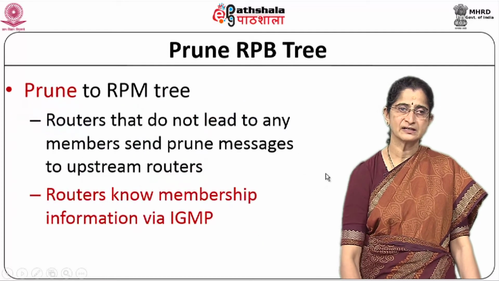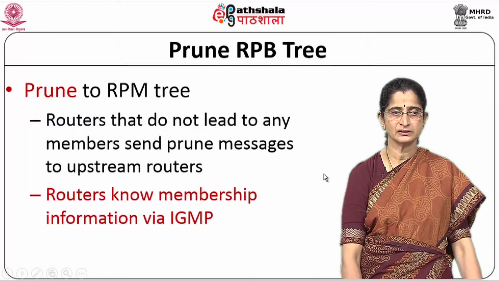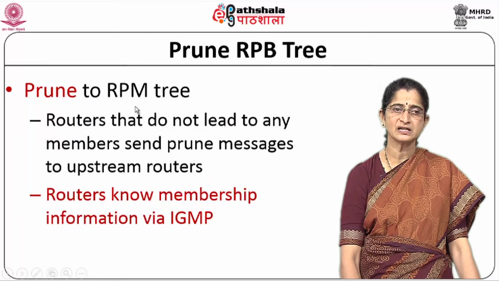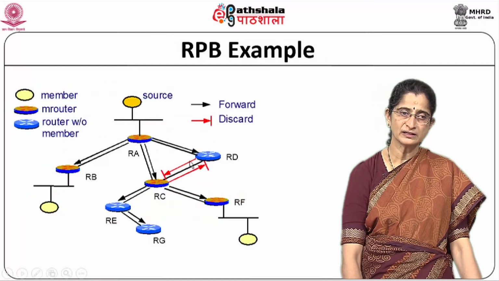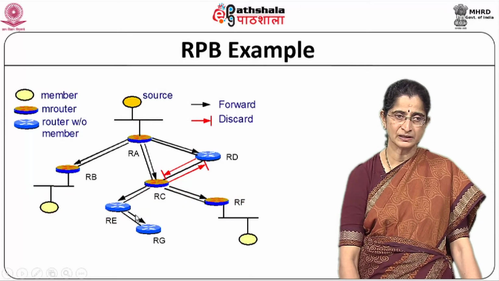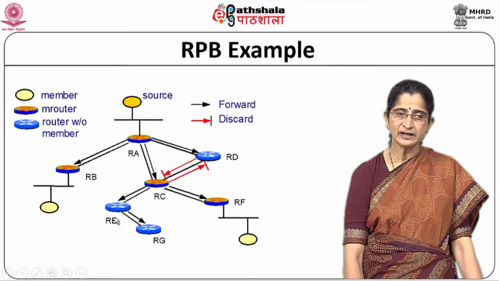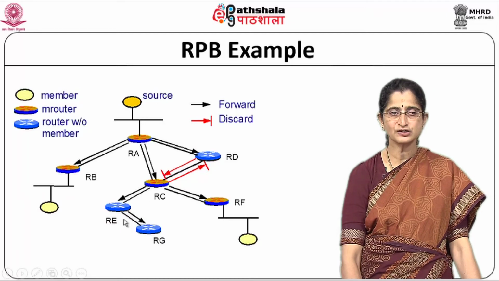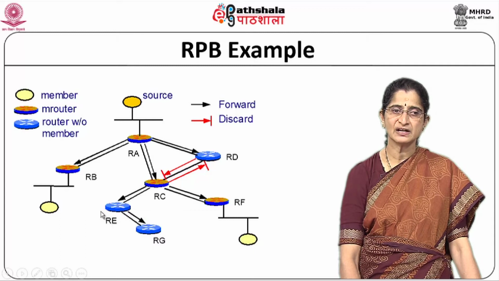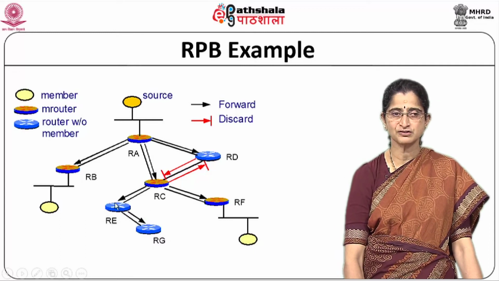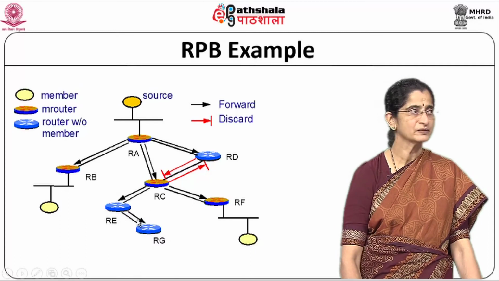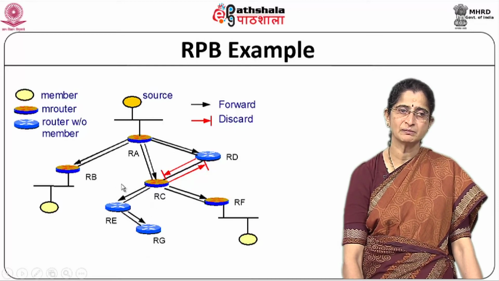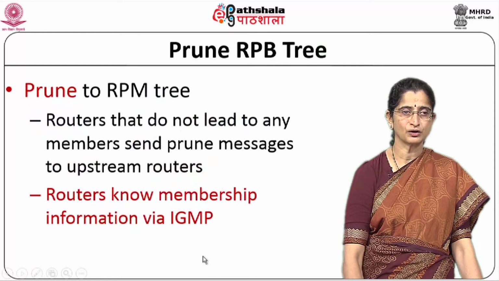The next step we said is pruning this reverse path broadcast tree to make it a reverse path multicast tree. So, if you look at this example here, you can see that RE and RG actually do not have any members, right. So, you actually need not forward packets to this group. So, now RE and RG will have to say that they do not want to become part of this tree because they do not have any members who belong to this group. So, they need to just send back a prune message saying that these branches can be pruned out of this tree.